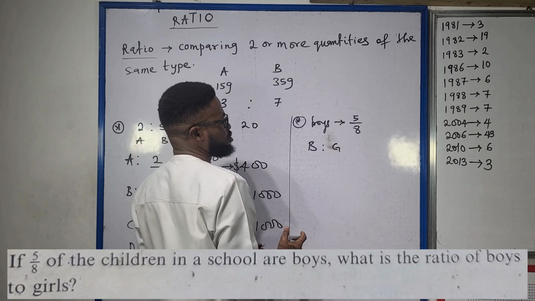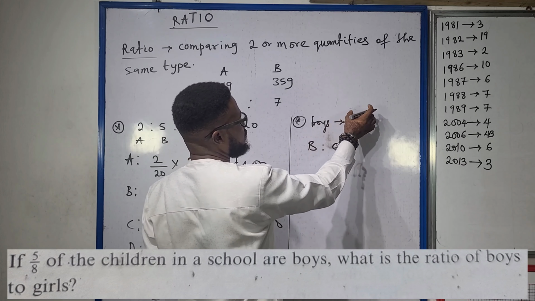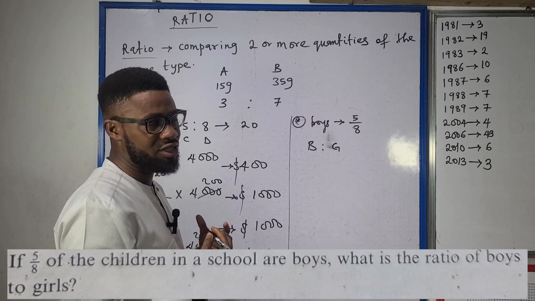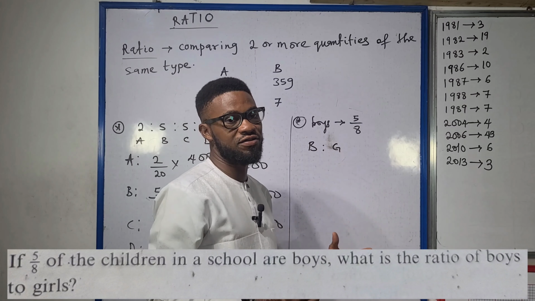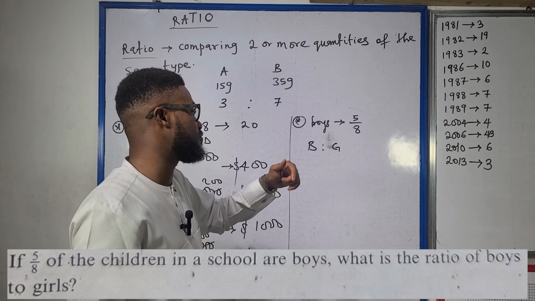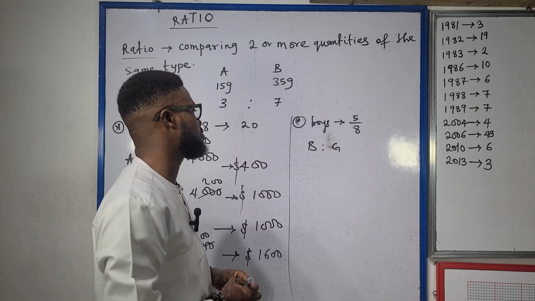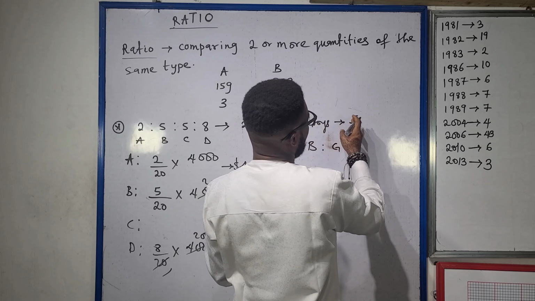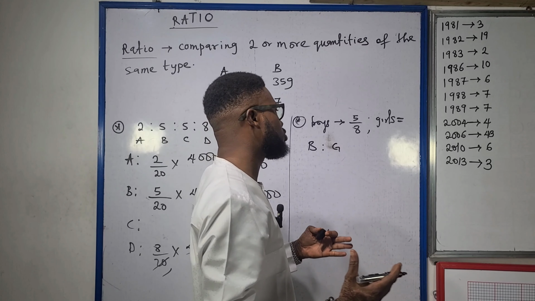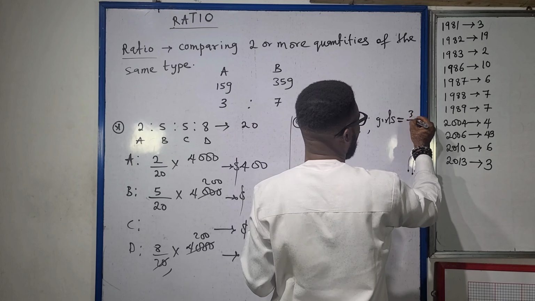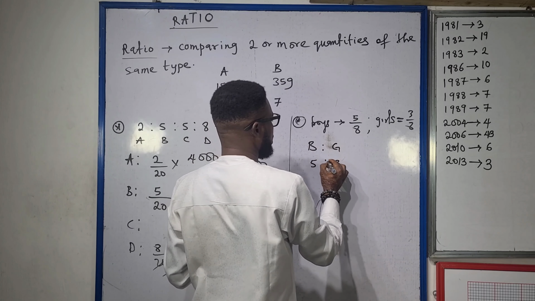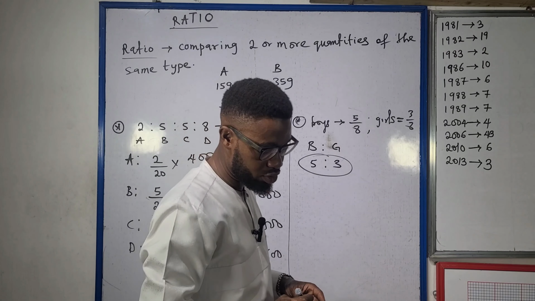So without much stress, if the boys in a school are 5 out of 8, we've dealt with fractions before, so you should know how to navigate. In case you don't know, the link to the lecture videos on fractions will be in the description. So if the fraction of boys is 5 out of 8, then girls, you should be able to draw that inference, will be 3 out of 8. So when you look at it, boys to girls is going to be 5:3. It doesn't take much stress.